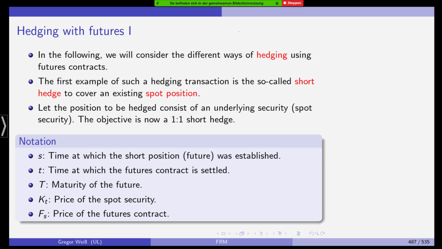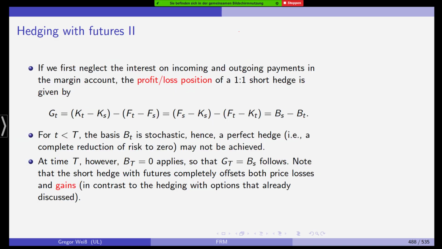Some notation: small t is the time at which the short position, in this case the future, was established, and T is the time at which the futures contract is settled. Capital T is the maturity of the future. K_T is the price of the spot security, the spot investment, and F_S is the price of the futures contract. First, we neglect any interest on in- and outgoing payments in the margin account.